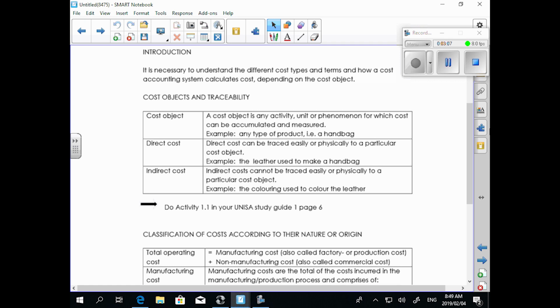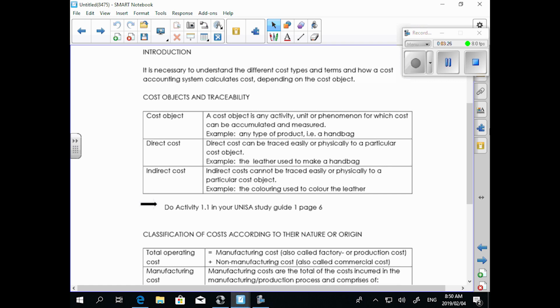It's direct. It's not a guessing game. You know that you use a meter per bag. That is a direct cost. So anything that can be attributed directly to the item that you're making, whether it's a chair or whatever, is what we call direct. Your indirect cost can't be traced easily or physically to a particular cost object. So here they've said the coloring used, the color of the leather.